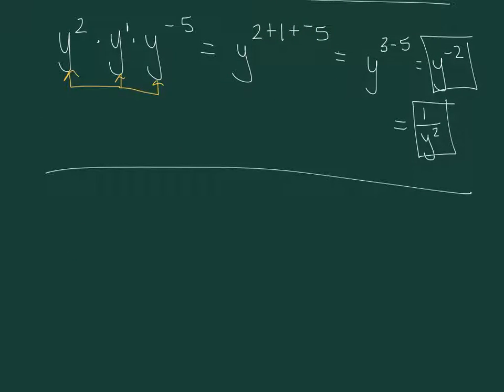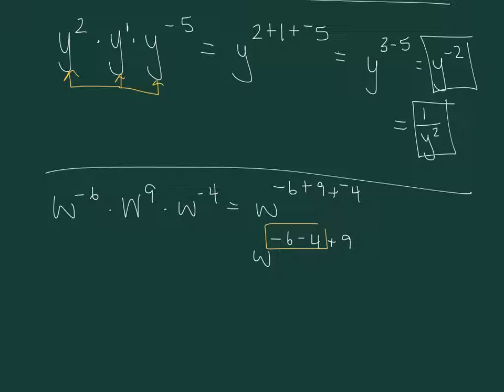Let's do w to the negative 6 times w to the 9th times w to the negative 4. Alright, bases are all the same, so I know I'm going to just have w. And it's going to be negative 6 plus 9 plus a negative 4. Or I could have rewritten this as negative 6 minus 4 plus 9. I'm going to combine negative 6 and negative 4 first. That's going to give me w to the negative 10 plus 9, and negative 10 plus 9 is w to the negative 1.